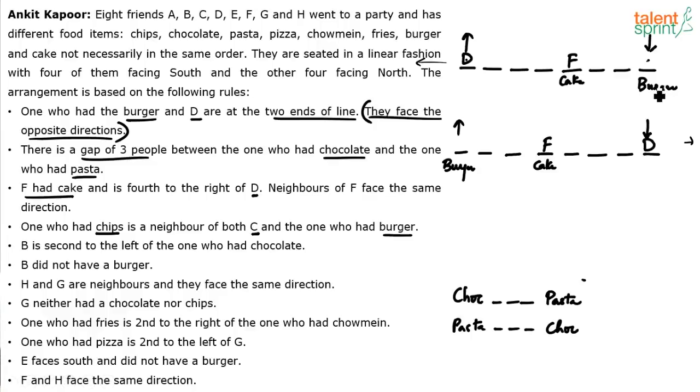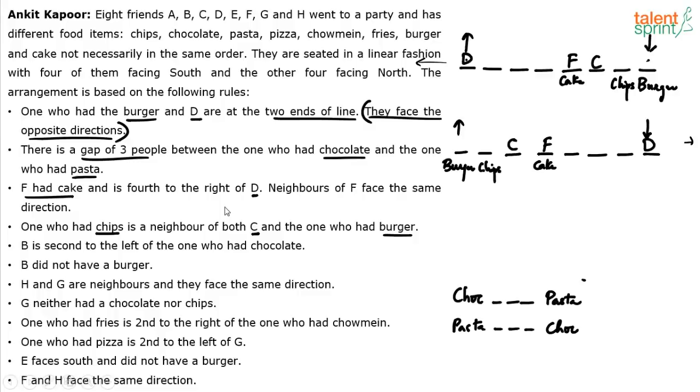Now burger is already placed here. So chips has to be between C and burger. So C comes here and chips comes here. See, chips is a neighbor of the one who had burger and neighbor of C. Similarly, in the second case, burger is here. So chips has to come here. And then C comes here, because chips is a neighbor of both C and the one who had burger. So chips comes between C and the one who had burger. So this point is also done.